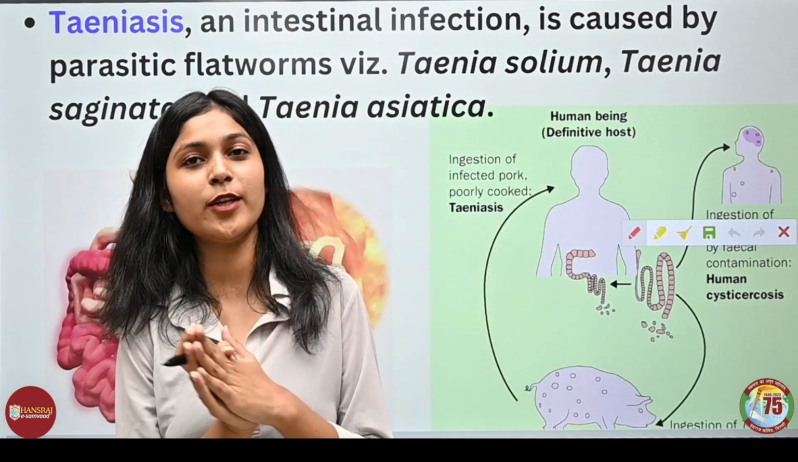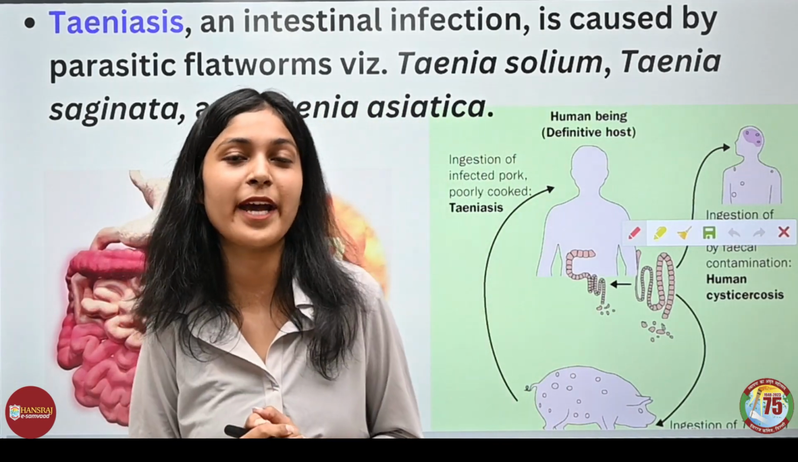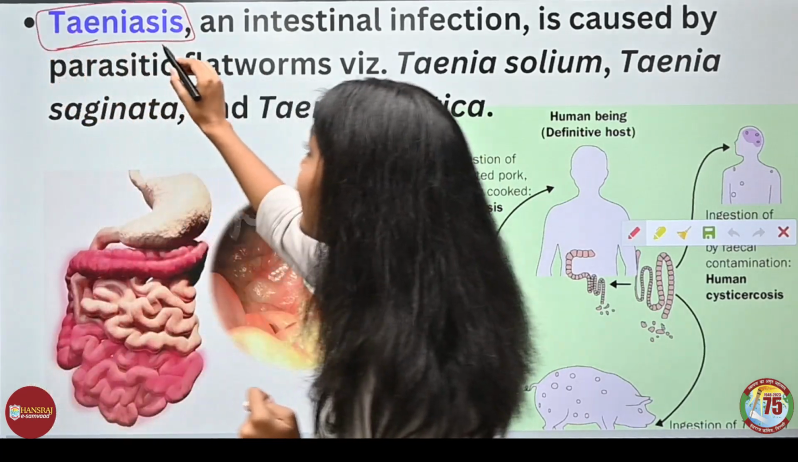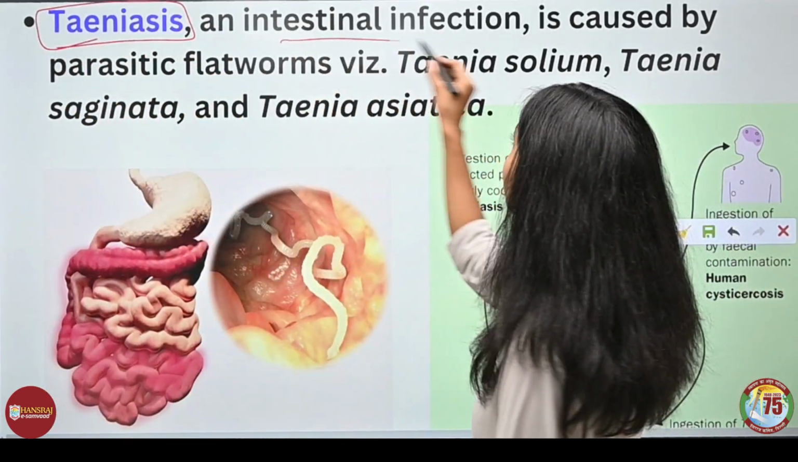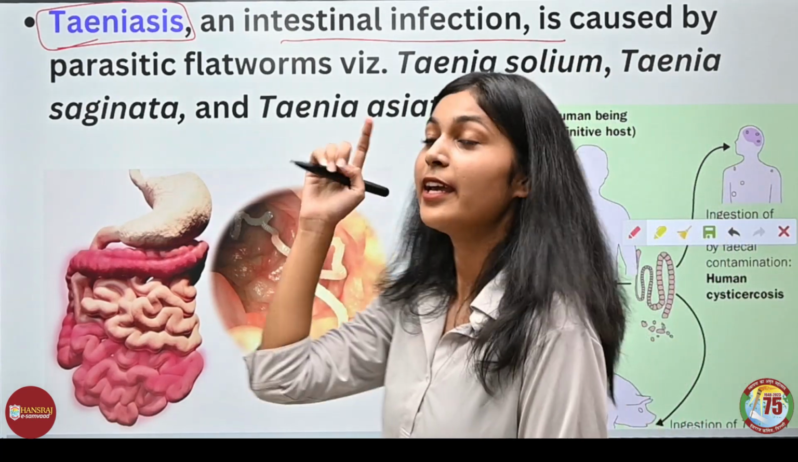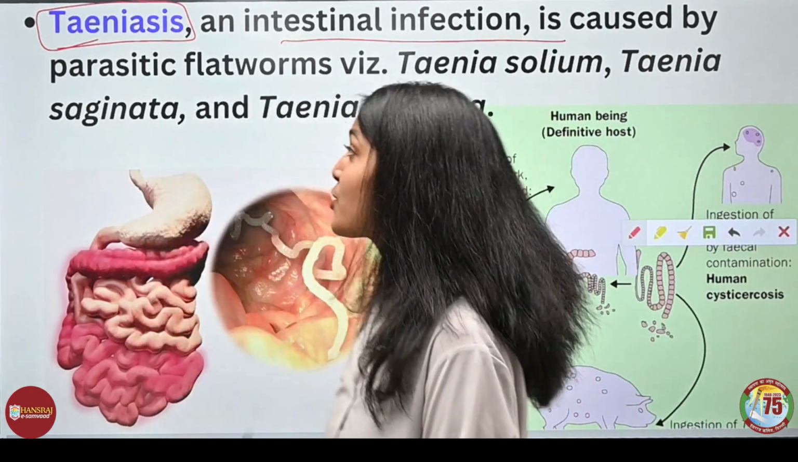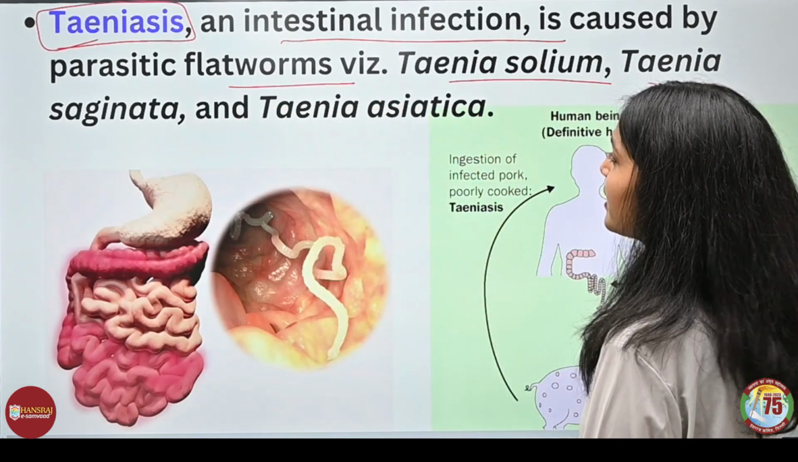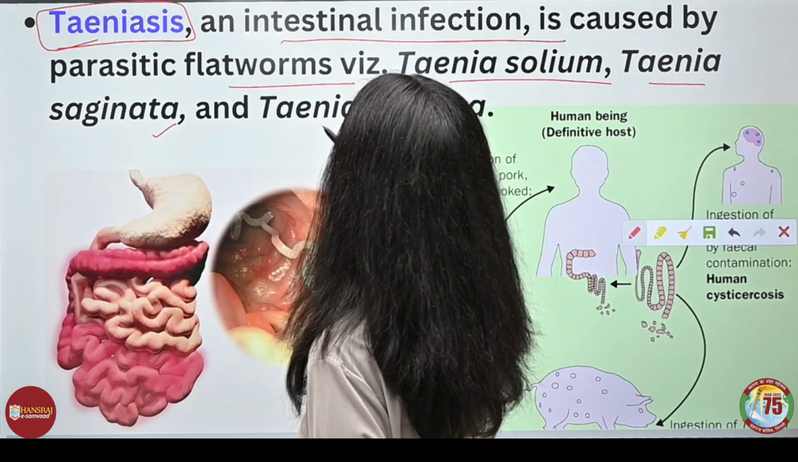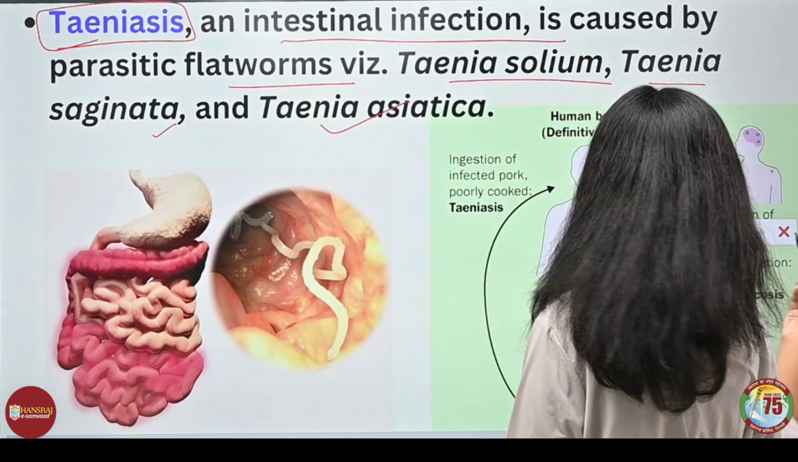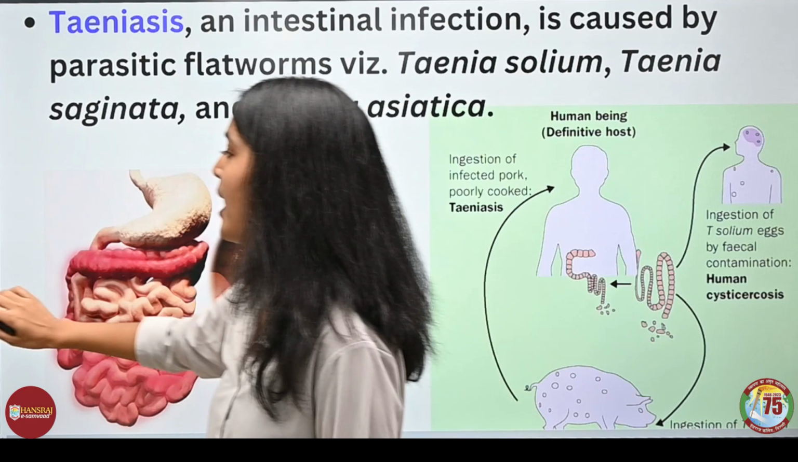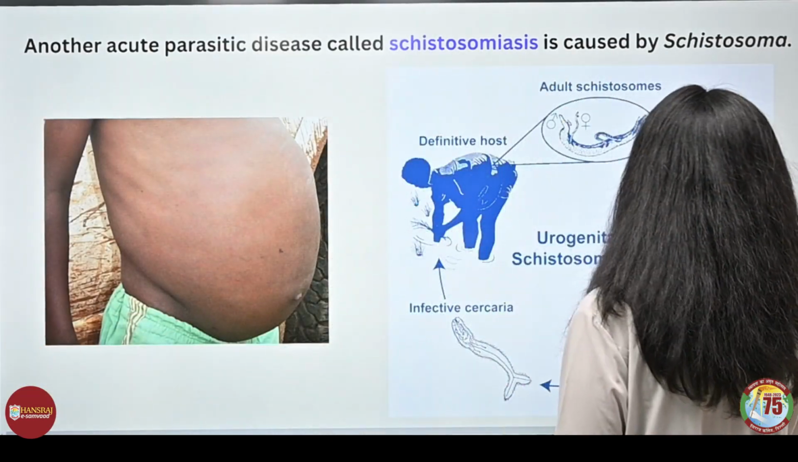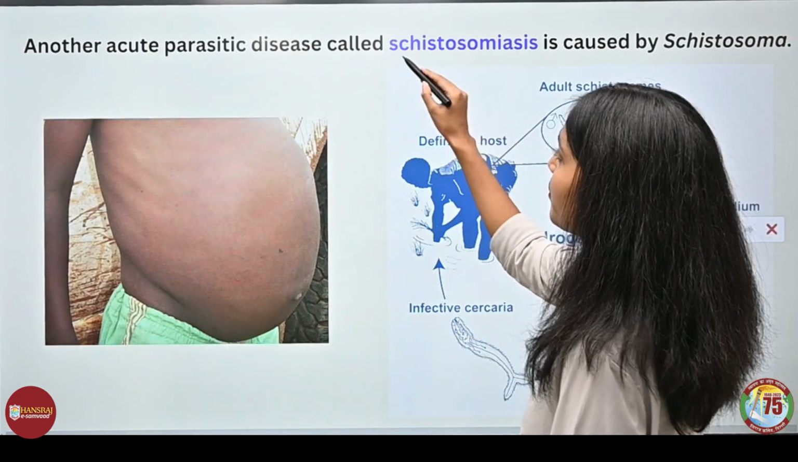Now I would like to tell you about the diseases that are caused by this phylum. The first one is Taeniasis. So yeah guys, Taeniasis is an intestinal infection which is caused by the flatworms Taenia solium, Taenia saginata and Taenia asiatica. Moving forward to the next disease, that is Schistosomiasis.